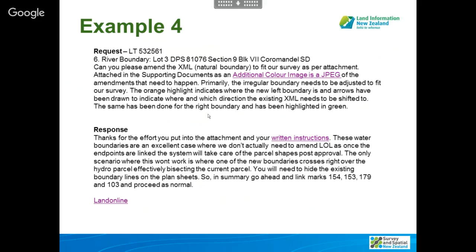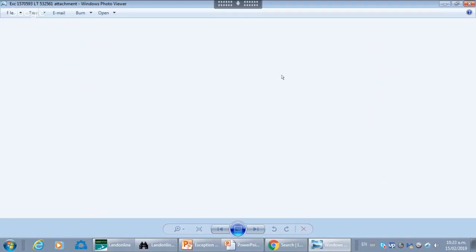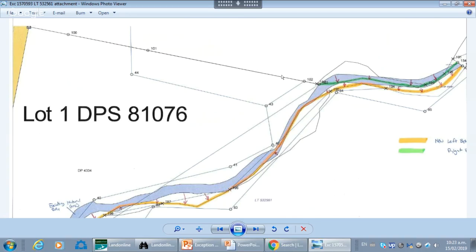Right, this is a situation I wanted to highlight where the request itself is not really necessary, even though on the initial look at it, it might appear that work needed to be done with Landonline, and I'll show you why. So the instruction was to please amend the natural boundary to fit our survey as per the attachment. And the surveyor had given us this really excellent diagram showing where the boundary should move to.